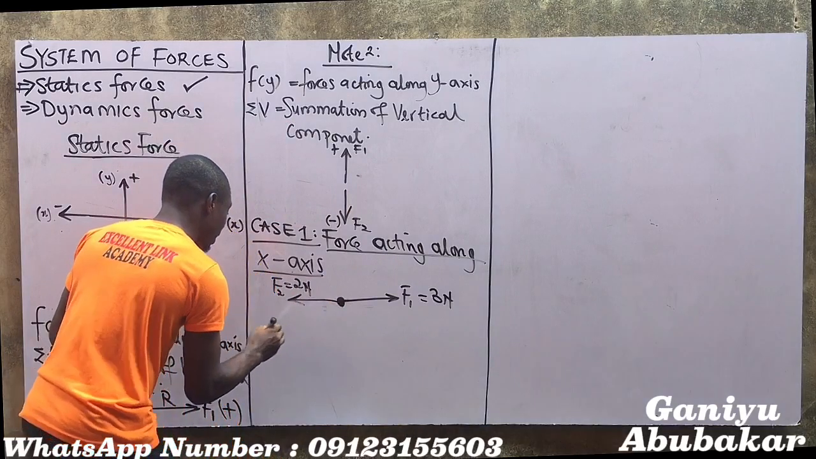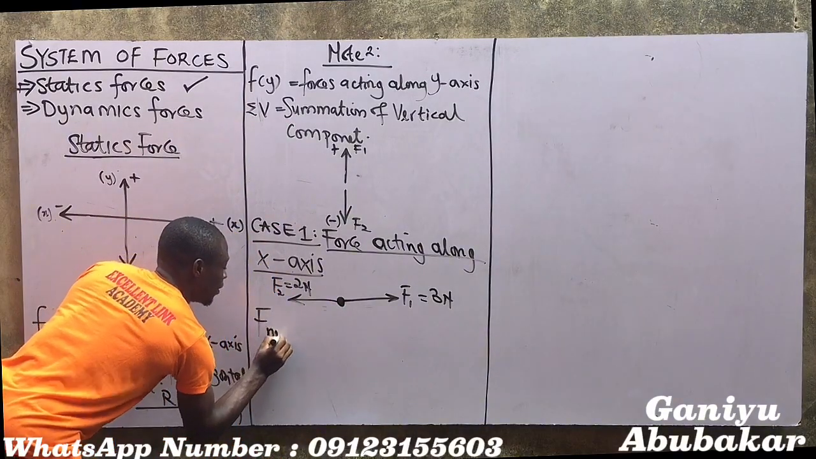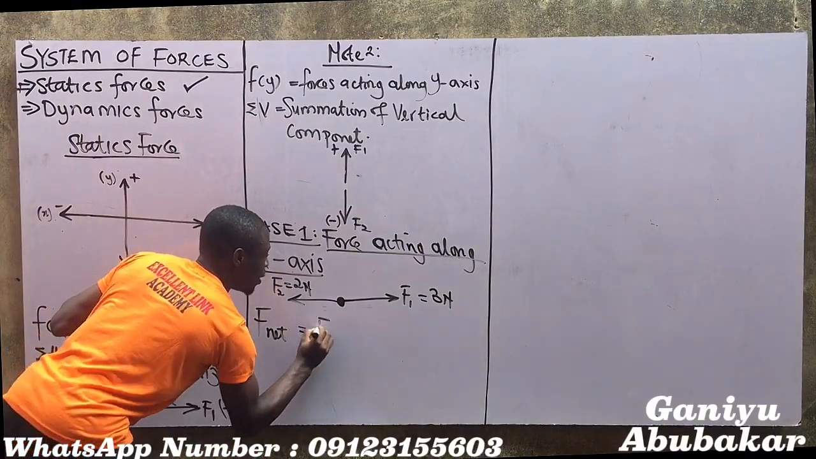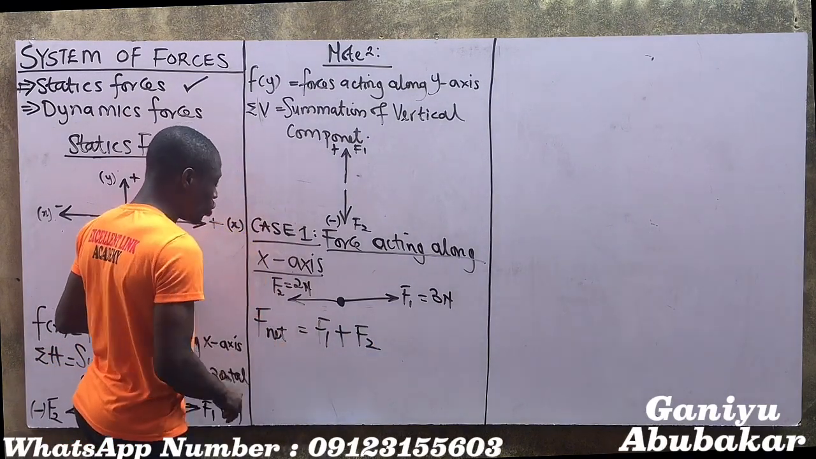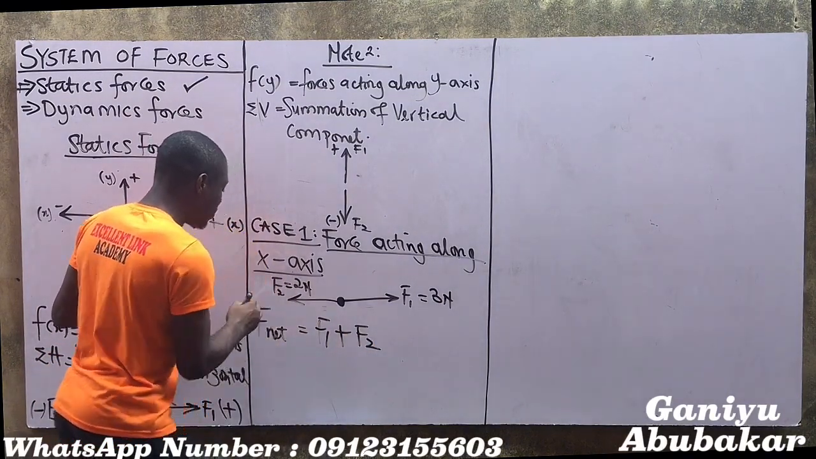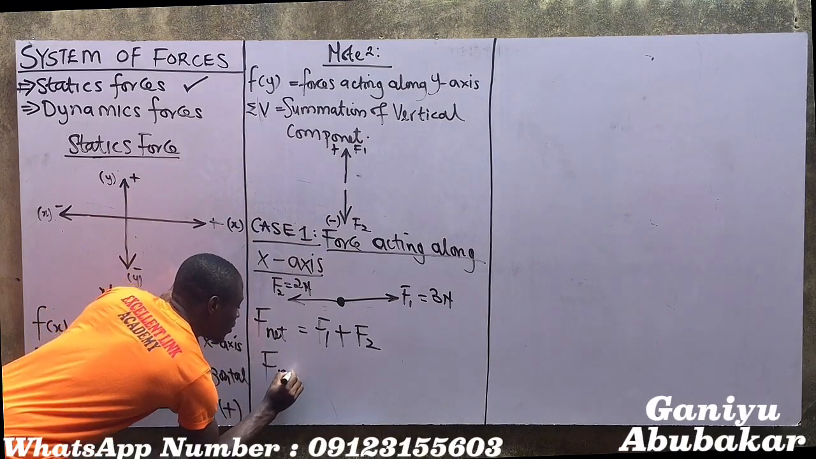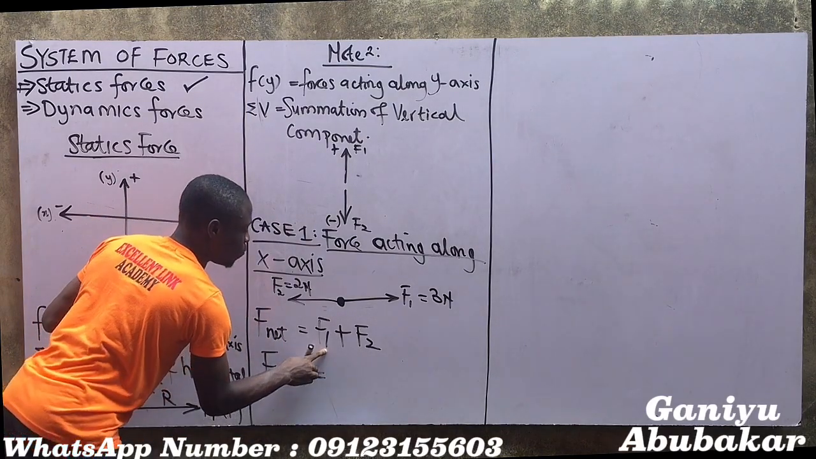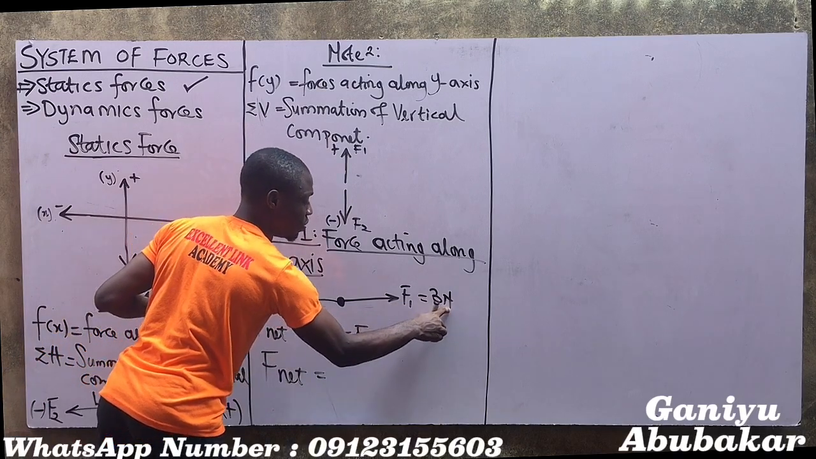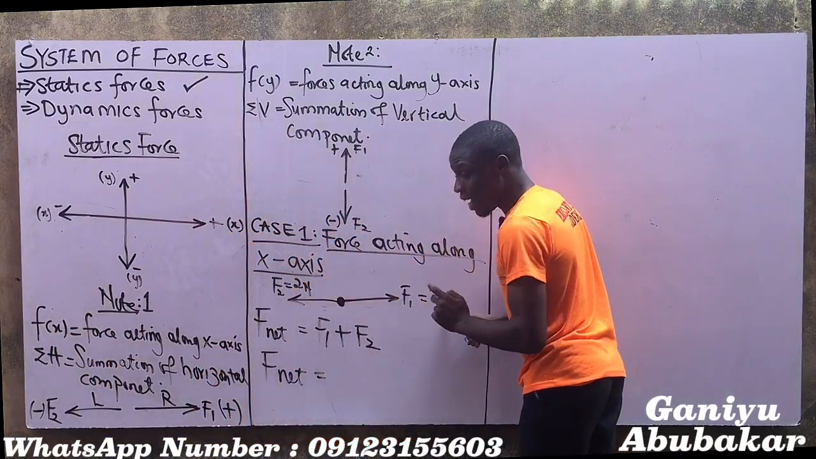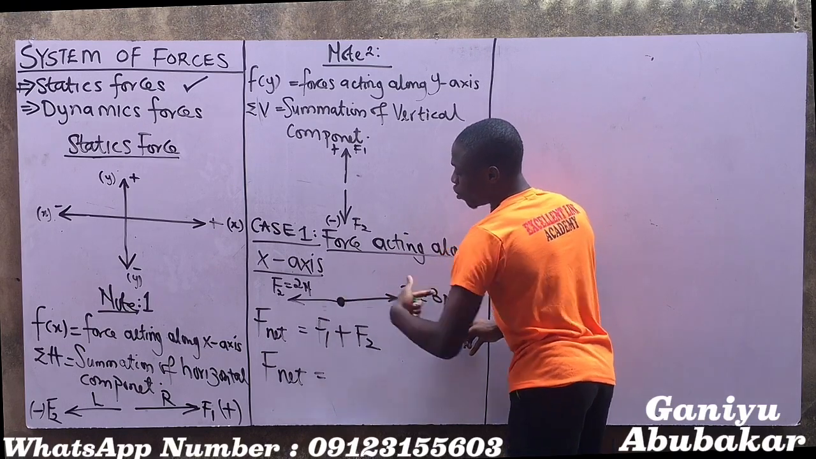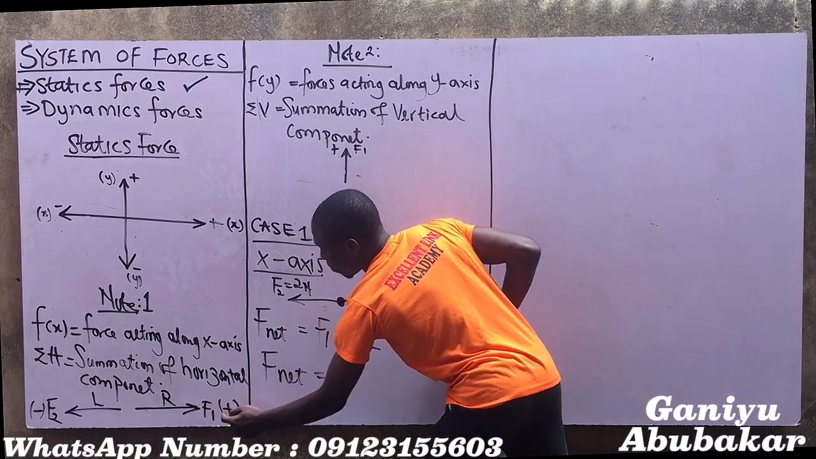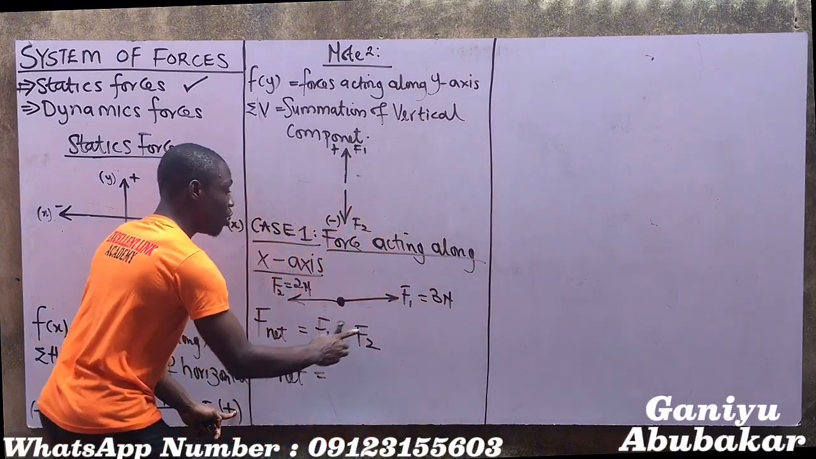So my net force, F net, is equal to F1 plus F2. That's the formula. So now my net force F net is equal to F1. What's F1? F1 is 3 Newton. Now observe that this is 3 Newton, facing what? The right direction. And we said the right direction is positive. So it's already a positive 3.